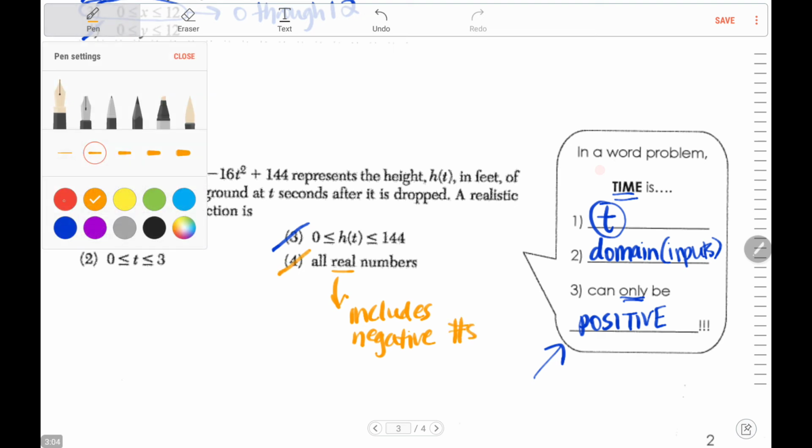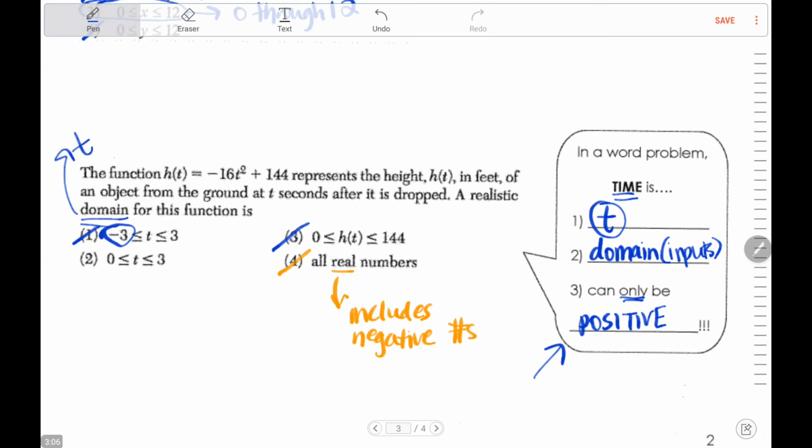By the process of elimination, we have determined that a realistic domain for this function, realistic time, would be 0 through 3. In this case, they're talking about seconds, so this means 0 through 3 seconds. That sounds pretty realistic for an object being dropped to the ground. So our answer choice is 2.